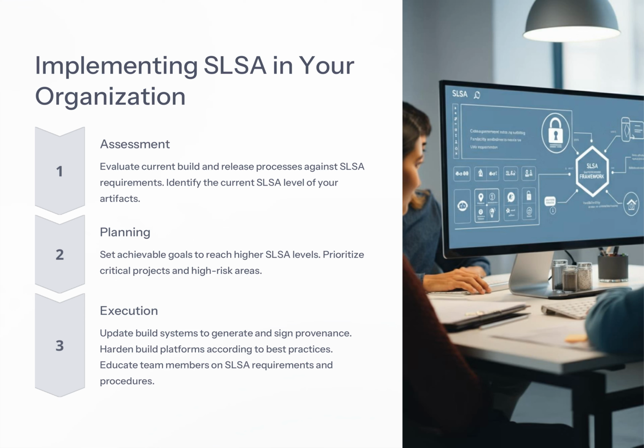Begin with an assessment by evaluating your current build and release processes in relation to SLSA requirements. This will help you identify the current SLSA level of your artifacts. Following this, engage in planning by setting achievable goals to advance to higher SLSA levels, focusing on critical projects and areas with high risk. Finally, move to execution.